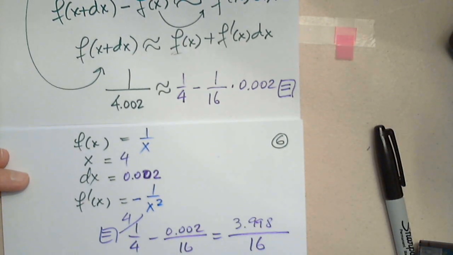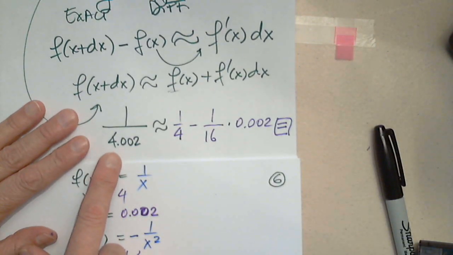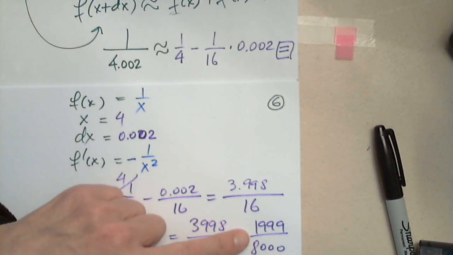We don't like decimal numbers in a fraction, so I'm going to multiply top and bottom by 1,000. So 3998 over 16000. And then I can simplify this as much as I can. Let's see, 3998. Can I divide it by 4? No. So I can only divide it by 2. So all I get is 1999 divided by 8,000. I don't have to do anything else. This is done. It says that 1 divided by 4.002 can be approximated by this number.